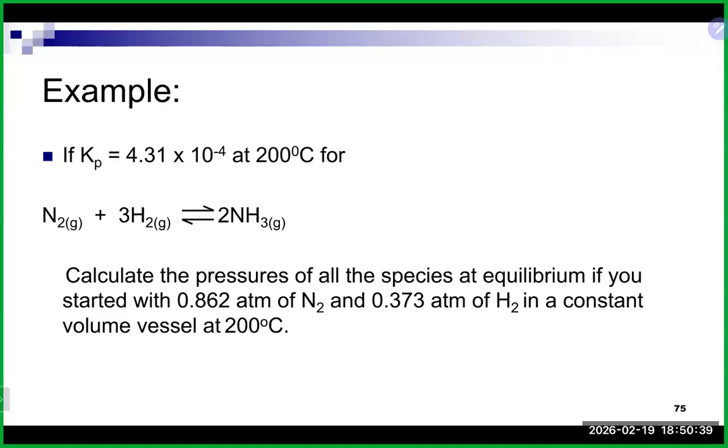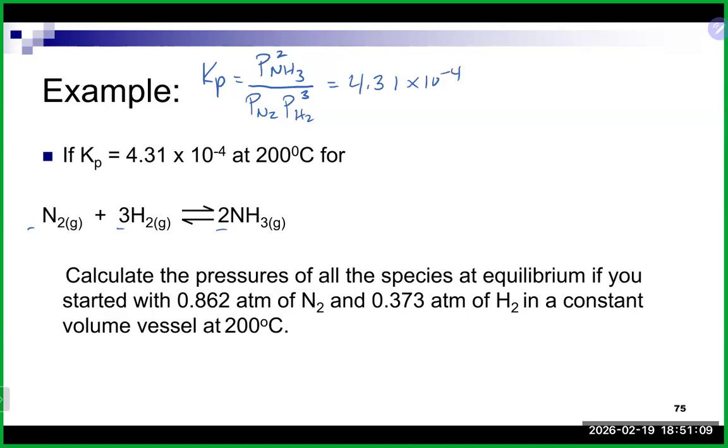So we're going to start with our Kp expression, which is the partial pressure of NH3, and we still need to square it, even though we're dealing with pressures. It works the same way as concentrations. Partial pressure of N2, partial pressure of H2, and again we want to make sure we cube that because of the coefficient in the equation. That's going to equal our Kp value of 4.31 times 10 to the minus 4.